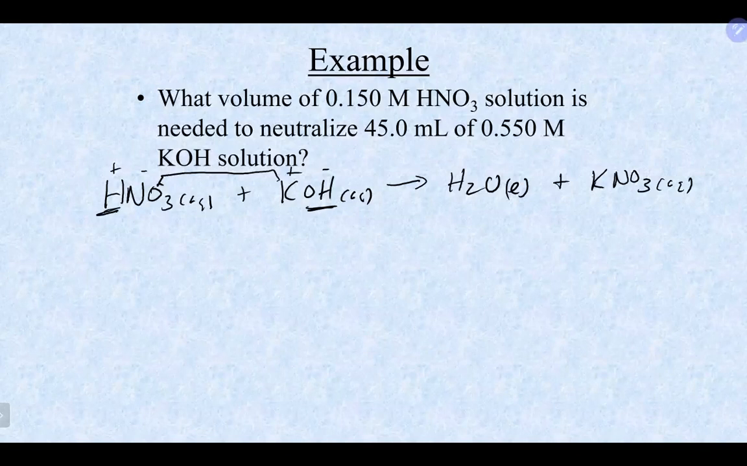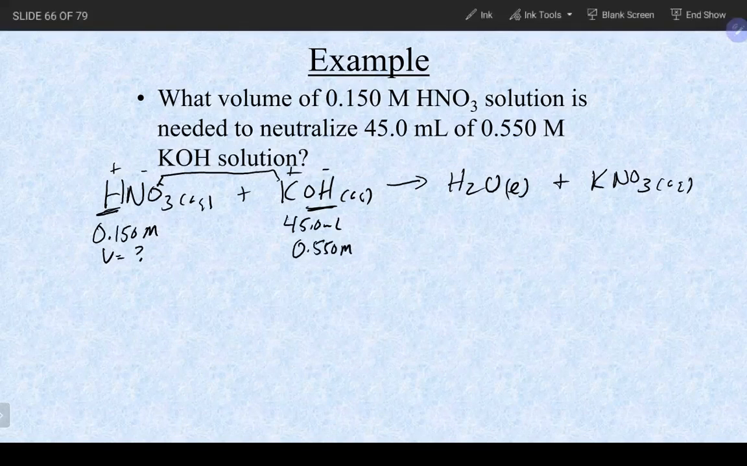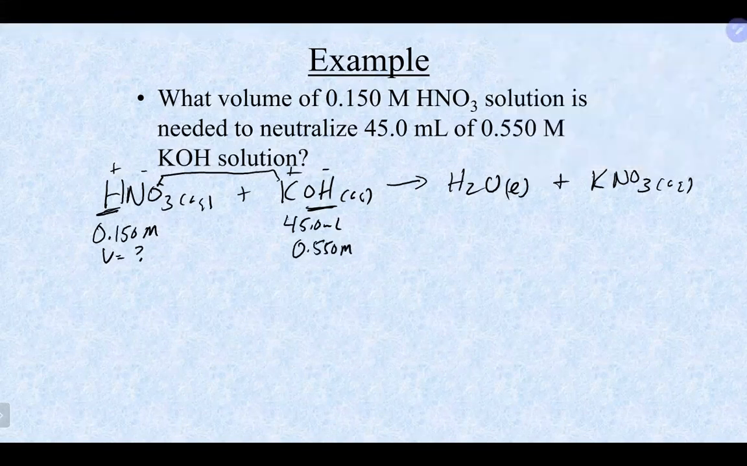The next thing we want to think about is what they gave us. So we have the volume here of our nitric acid. We have the molarity of our nitric acid, and we're looking for the volume. For our KOH, we have the volume, which is 45 milliliters, and we do have the molarity. So we do want to decide, is this a limiting reagent problem? And the answer is no, not a limiting reagent problem, because we could definitely get to moles from this guy, but we cannot get the moles from this guy because we're actually looking for the volume.